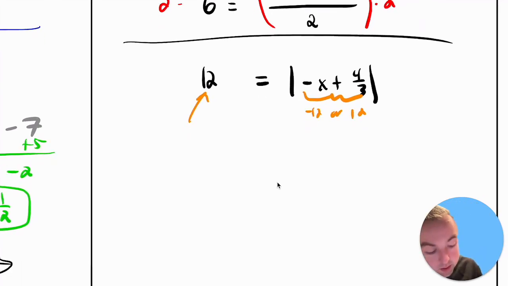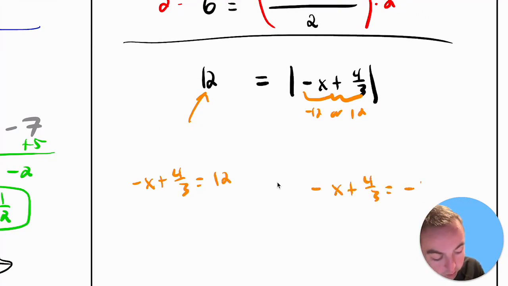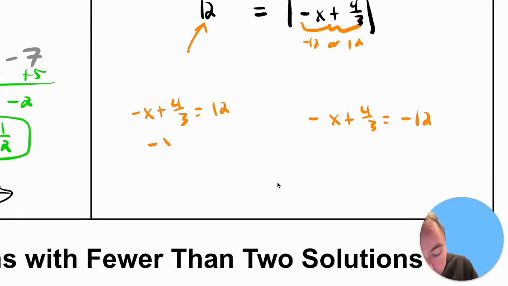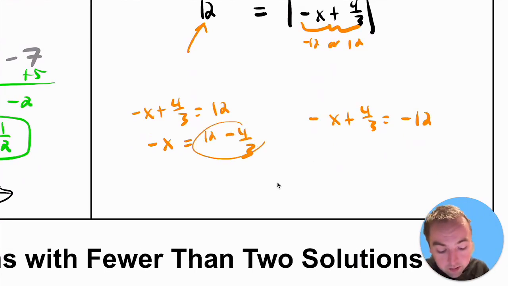So therefore, we need to find when the inside, which is negative x plus 4/3, is going to equal 12, or when the inside, negative x plus 4/3, is going to equal negative 12, and then solve that. So if you subtract, you're going to get 12 minus 4/3 is equal to negative x. So I'm actually going to need to add those couple numbers together, which means I need a common denominator. So I'm going to have to take the 12 and turn it into thirds.